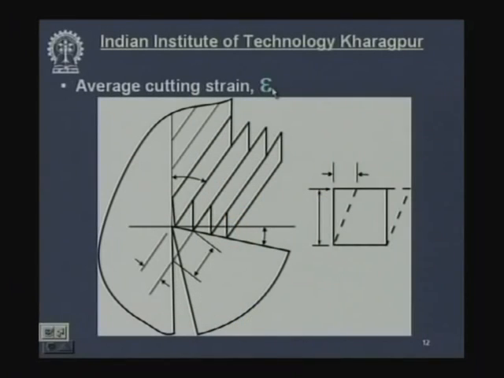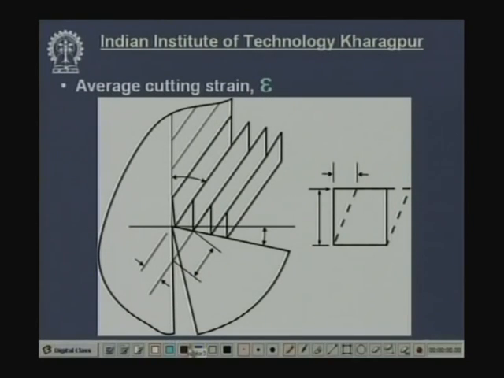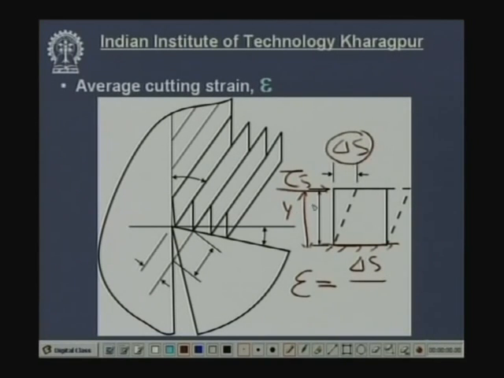Now, come to average cutting strain. Cutting means shearing, as you know this is a shearing process, so this is a shearing strain. Here in this diagram, suppose the bottom line is fixed, this is a block and subjected to a shear stress. So, this will be the amount of shear, say delta S, over a height, say y. Then what is the shear strain? That will be equal to delta S divided by y, that is tangent of this shear angle gamma.